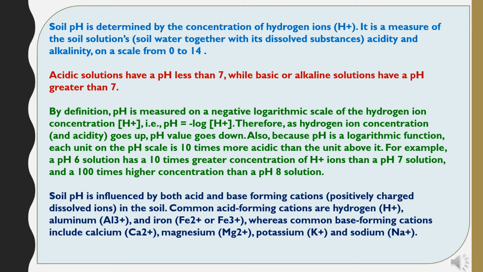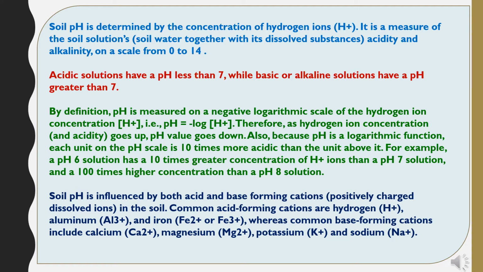Soil pH is determined by the concentration of hydrogen ions, H+. It is a measure of the soil solution's acidity and alkalinity on a scale from 0 to 14. Acidic solutions have a pH less than 7, while basic or alkaline solutions have a pH greater than 7. By definition, pH is measured on a negative logarithm scale of the hydrogen ion concentration. Therefore, as hydrogen ion concentration goes up, pH value goes down.